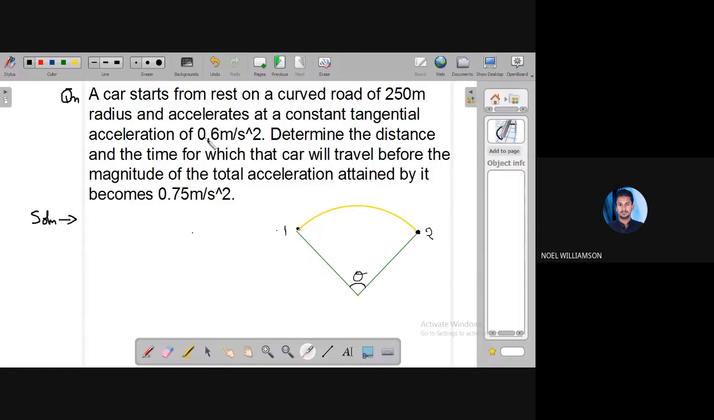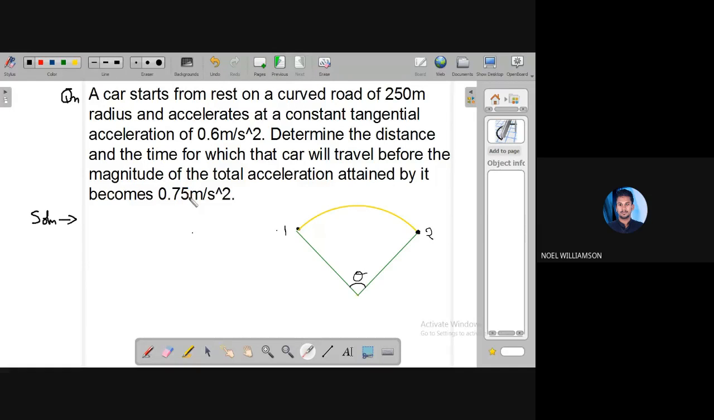And the value is given as 0.6 meter per second square. Now determine the distance and time for which the car will travel. Distance, that is distance s you have to find. Then the time t for which the car will travel before the magnitude of total acceleration attained by it becomes 0.75 meter per second square.